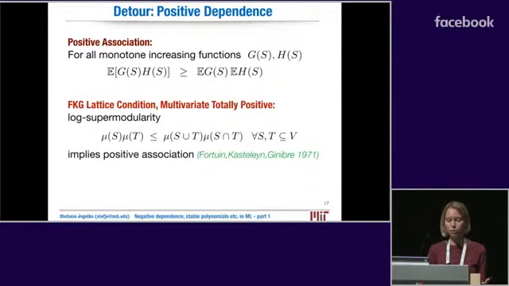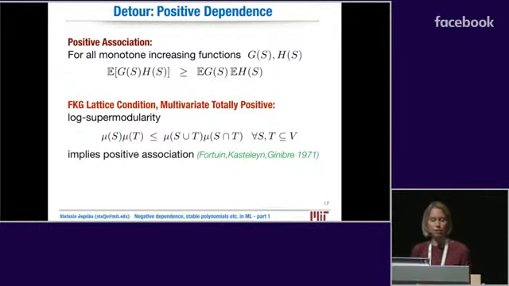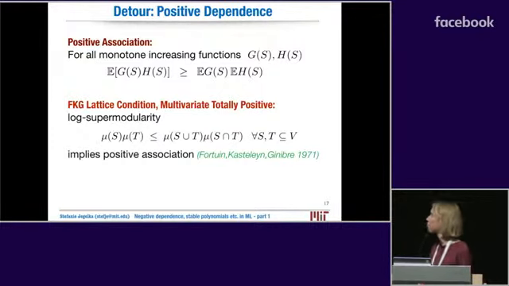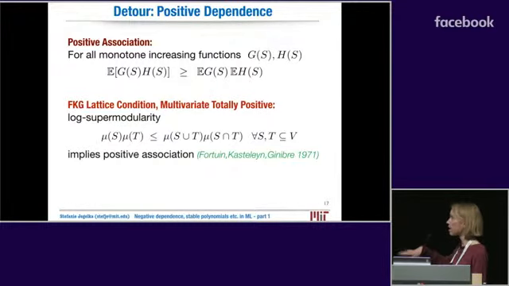And what this condition says is that if I take the probability of any set S times the probability of any set T, it is smaller than the probability of their union times the probability of their intersection. This is also called the FKG lattice condition, or multivariate totally positive. So things like Ising models with positive correlation satisfy this. Certain Gaussian distributions satisfy this, several others. And the nice thing is that this condition implies positive association, and this is way easier to check.